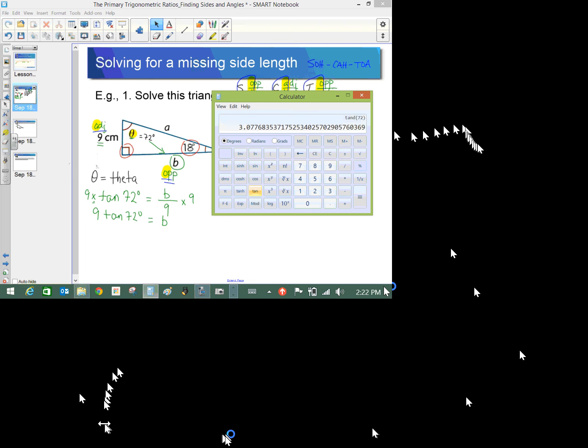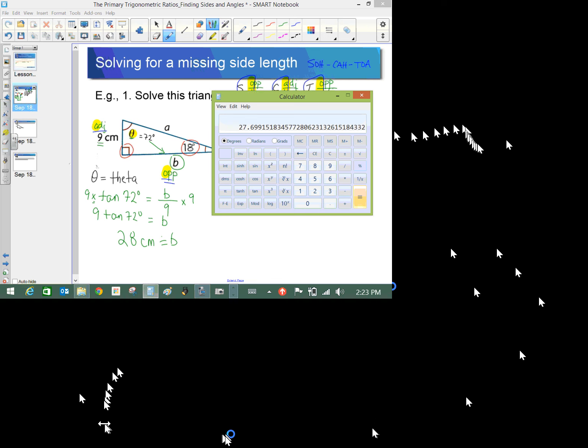So now that I've pressed that, I'm going to multiply by the 9. And although it's not indicated how we're going to round, the values in the question are whole numbers themselves, so no decimal points. So I think I'll round this up to 28. So 28 centimeters is about the length of B. Okay.